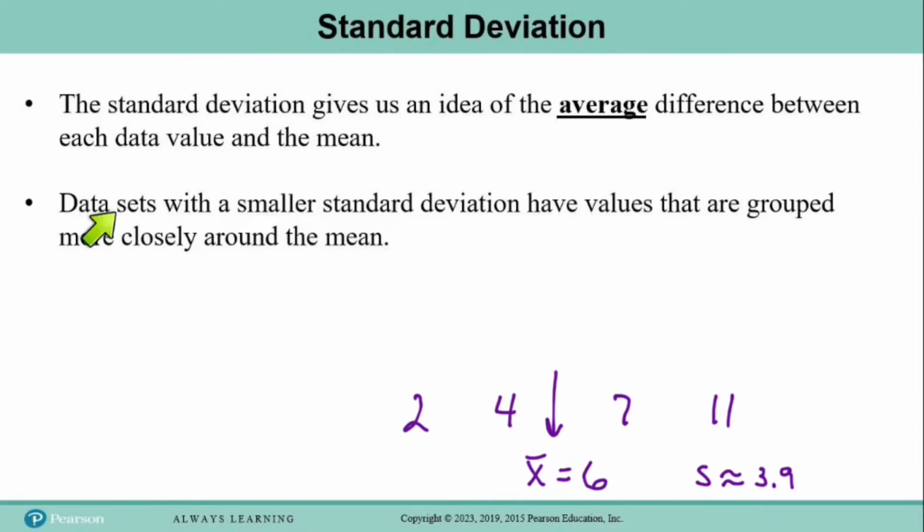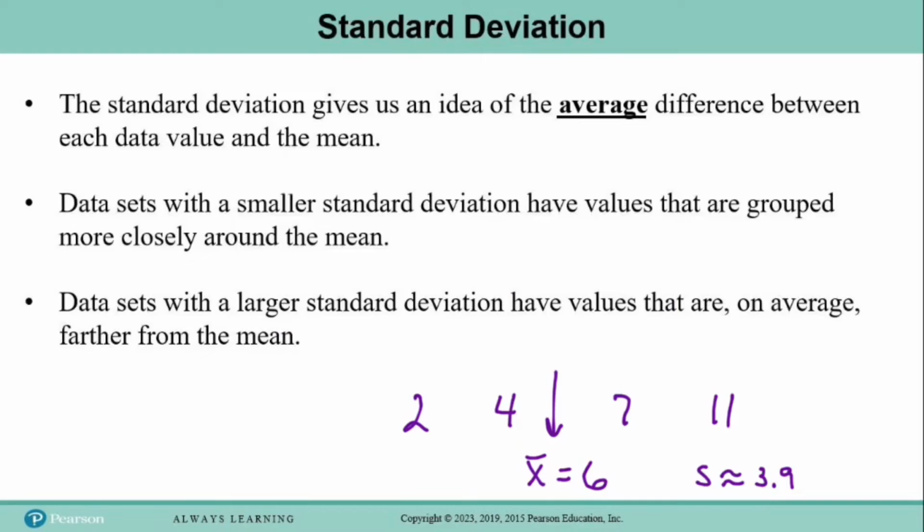And what that means is data sets that have a smaller standard deviation have values that are grouped more closely around the mean. And data sets that have a larger standard deviation have values that are on average farther from the mean.